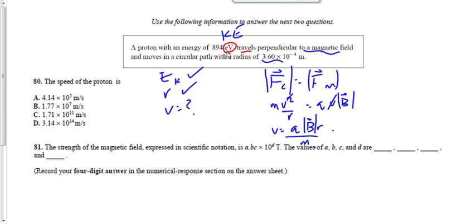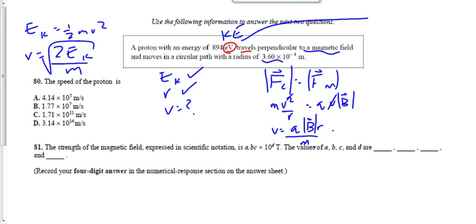I ended up catching that it was kinetic energy and 1/2 mv squared, but not the first time I looked at it. EK is equal to 1/2 mv squared. You have to rearrange that to solve for v. It becomes the square root of 2 EK over m. We have to get kinetic energy in joules. We know that 1 electron volt is 1.6 times 10 to the minus 19 joules, and 894 electron volts equals X joules. So you solve for the energy in joules, plug it in there, solve for speed.